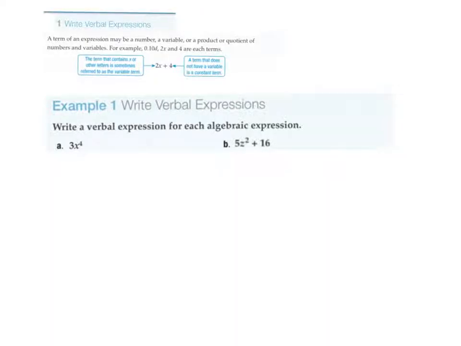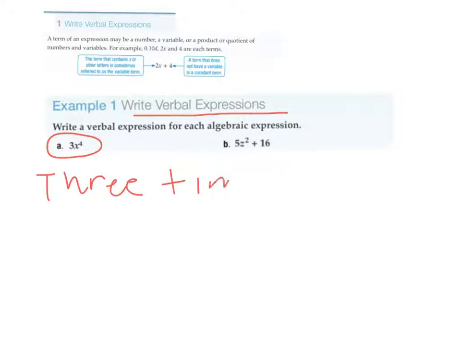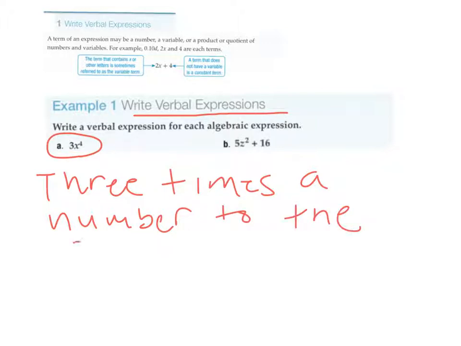Okay, we're now going to write an algebraic expression. So we're going to write this with words. So we're going to write what we see. So we have 3 times a number, and we're using the word number to represent x. And in this case, it's to a certain power, so it's going to be to the, in this case, 4th power.